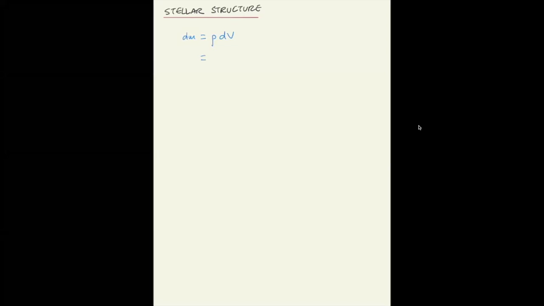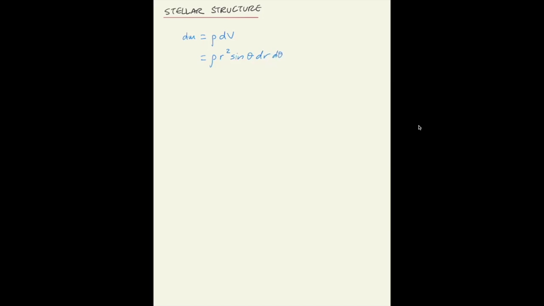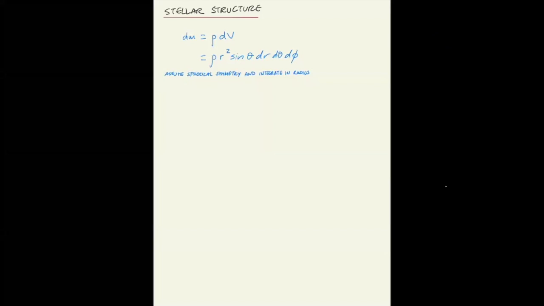In spherical coordinates, this would be equal to rho r squared sine theta dr d theta d phi. Now, if we consider spherical symmetry, then we can integrate it in solid angle. It leaves only the dependency in radius. So if you assume spherical symmetry, you have that the mass of a shell, let's call it big M, is the integral in solid angle of the differential little m.